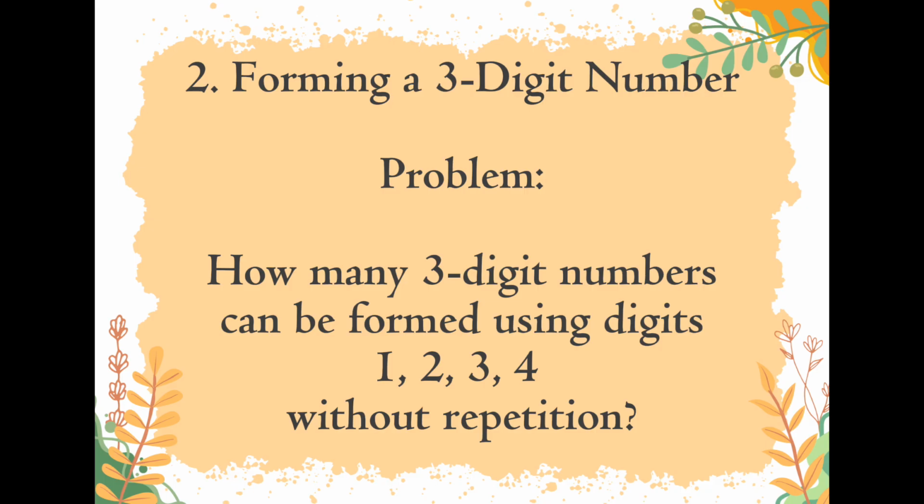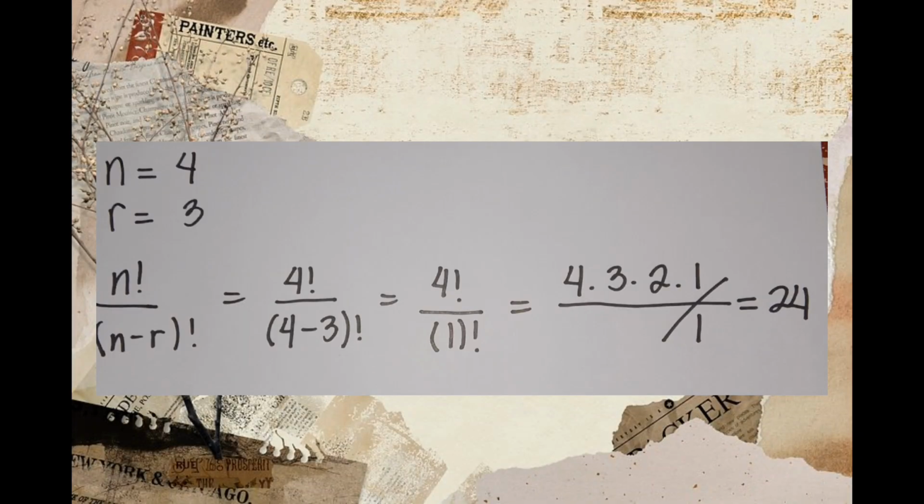The example number 2 is forming a 3-digit number. The problem is, how many 3-digit numbers can be formed using digits 1, 2, 3, 4 without repetition? The total number of objects, or n, is 4, and the number of objects chosen or arranged, or r, is 3.